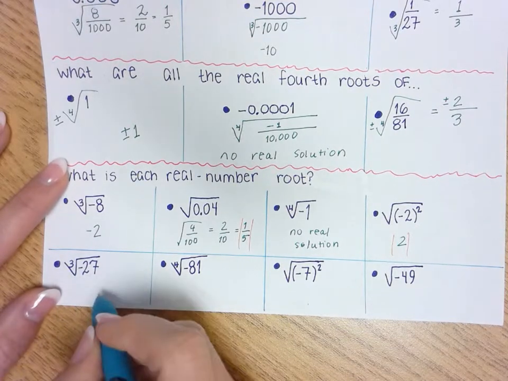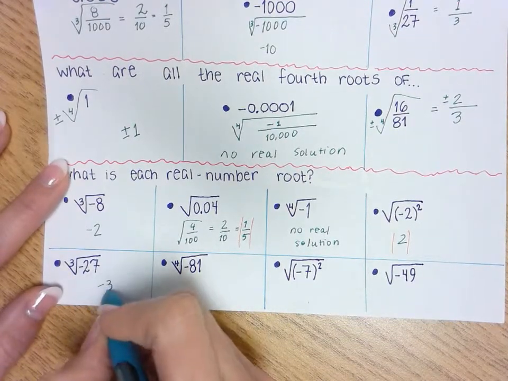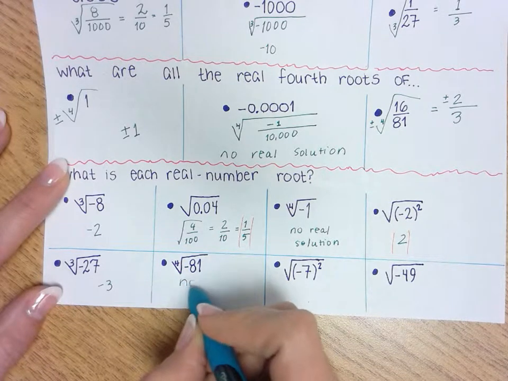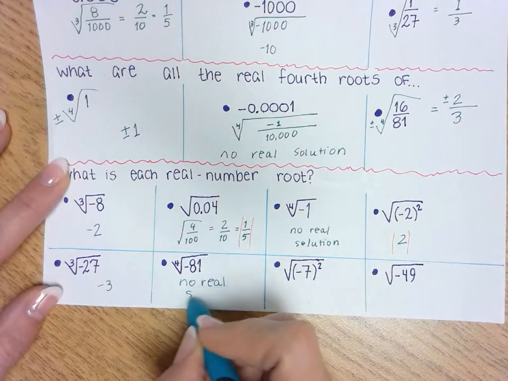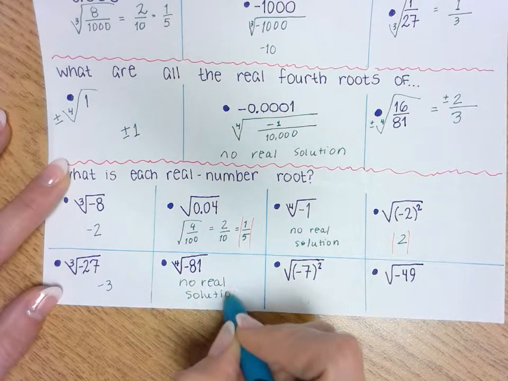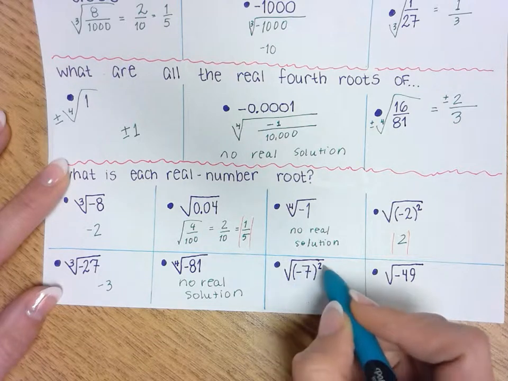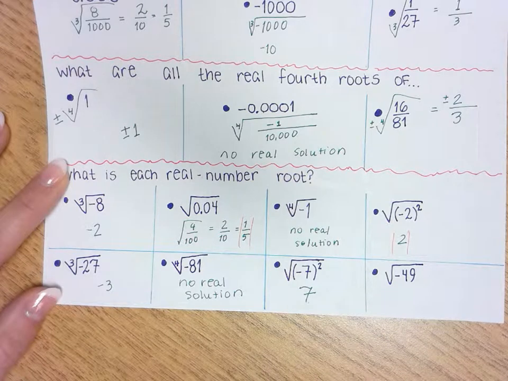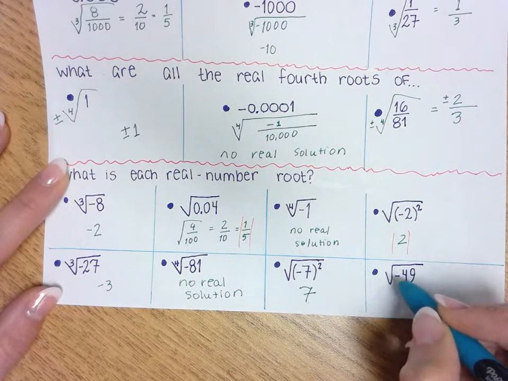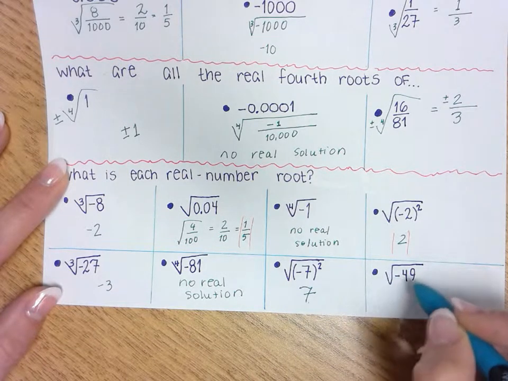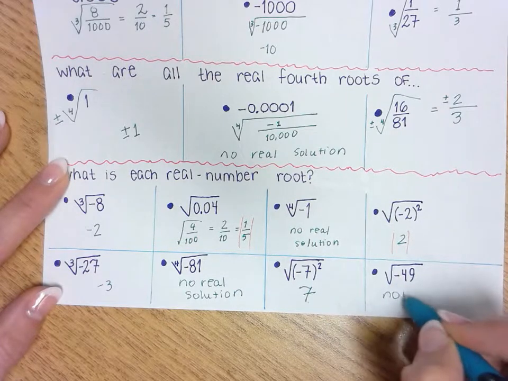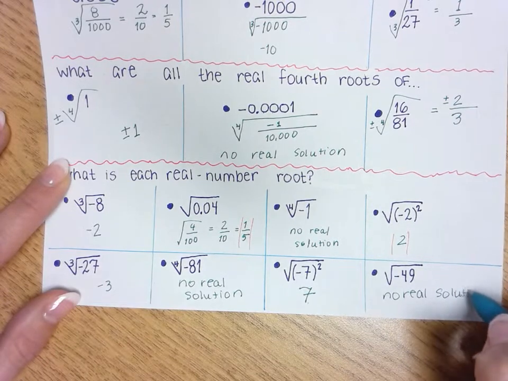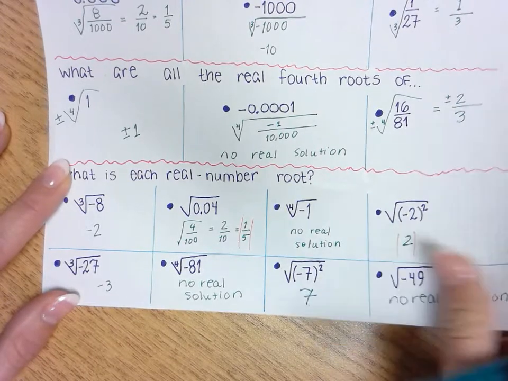What number times itself 3 times is negative 27? It's negative 3. What times itself 4 times is negative? Guess what? No real solution. Can't be negative. Again here, negative 7 squared is 49, and the square root of 49 is 7. Absolute value would have to work there. And then here, as soon as you see a negative, that's not a 1 root, that's a square root. It's classic square root. No real solution again. We have a few more examples to work on.